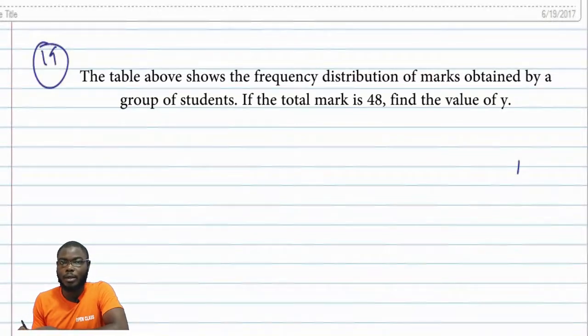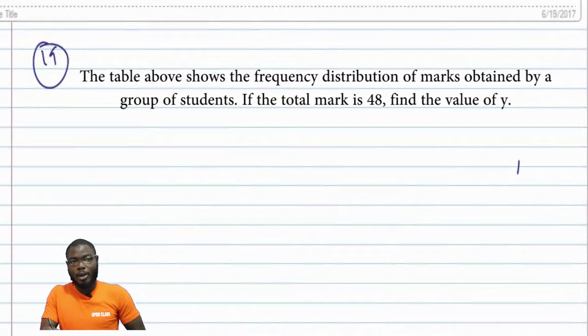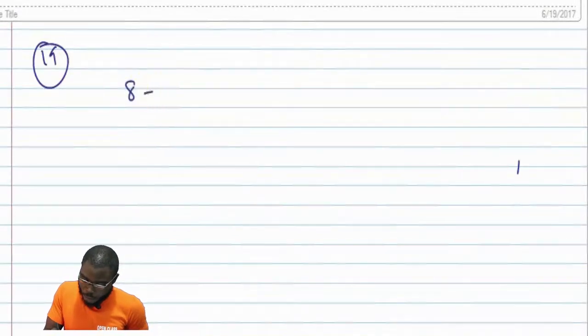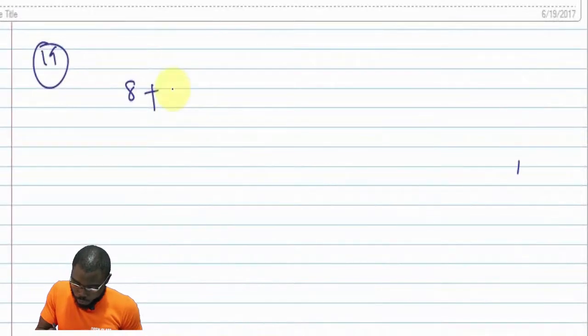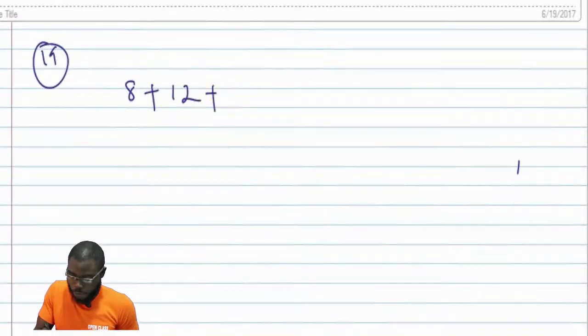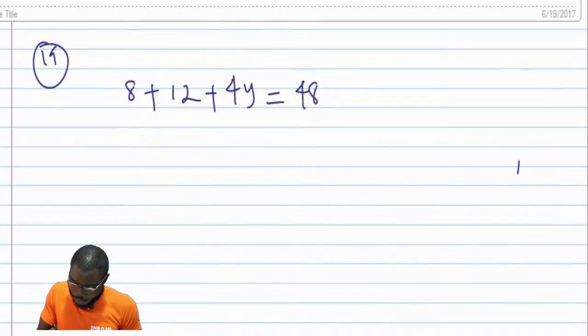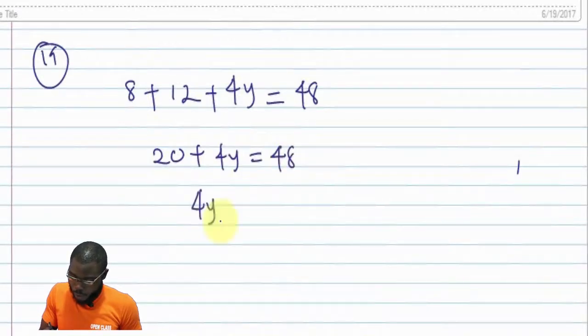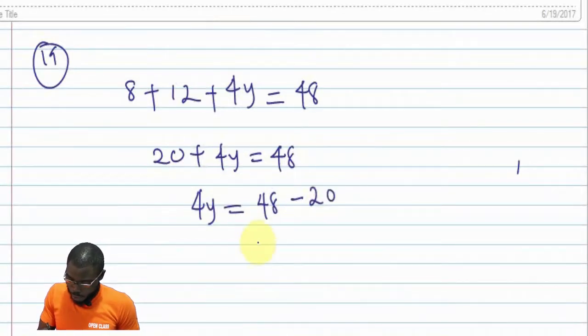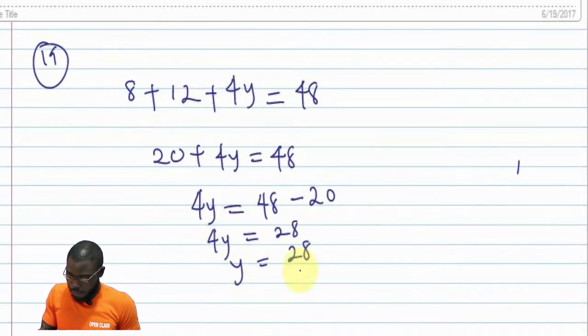To 48. Then we just look for y. So if you multiply 2 by 4, you have 8, plus 3 by 4, you have 12, plus 4 by y, you have 4y, which equals 48. Now this is 20 plus 4y equals 48. So you have your 4y to be 48 minus 20. So you have this to be 28. That's your 4y. So your y is 28 divided by 4, and that will be 7.